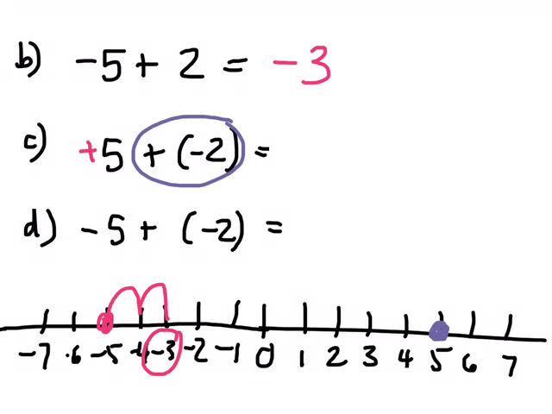which means are we going to move to the right or left? To the left. So how many spaces? 1, 2, we end up at 3. So the answer to this is positive. Okay, now example C.